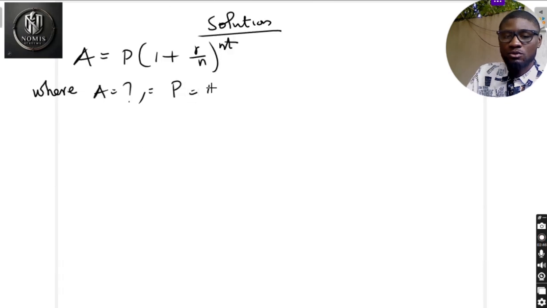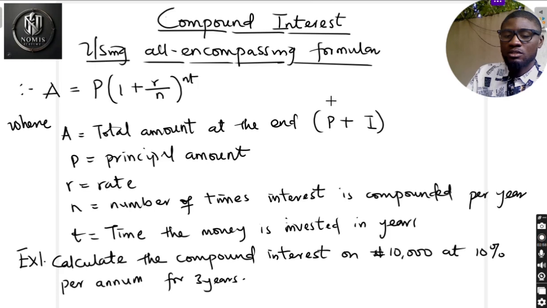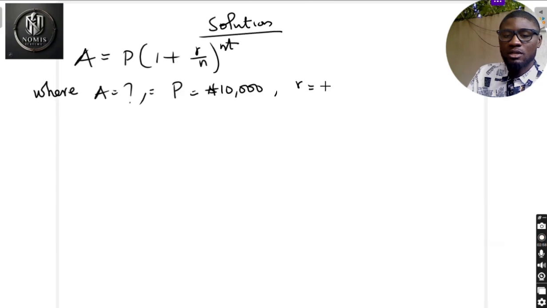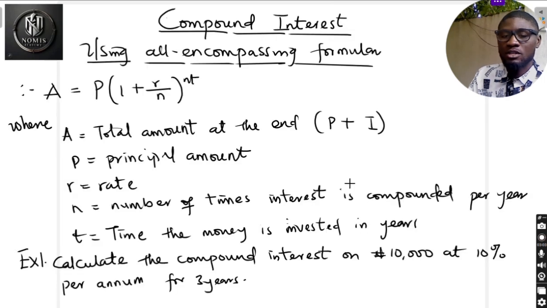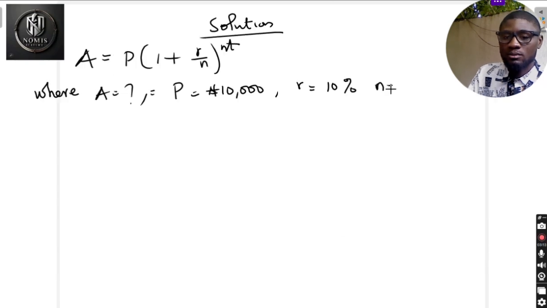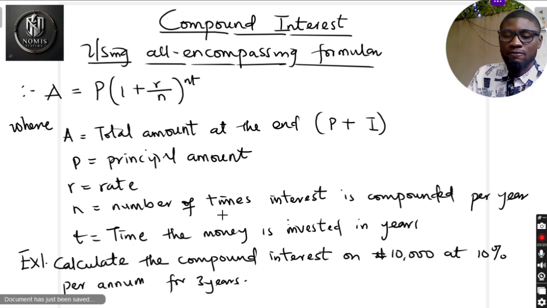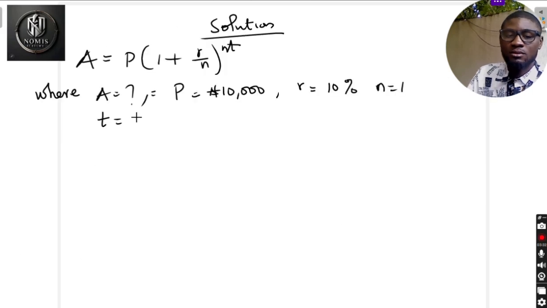So we have P to be 10,000 naira. Then what is our R? The rate at which the interest is compounded, 10% per annum. What is our N? Our N is the number of times interest is compounded per annum, that is per year, 1. And then the value of T is the time the money is invested in years. So it is invested for how many years here? Correct, 3 years. So T is going to be 3 years.